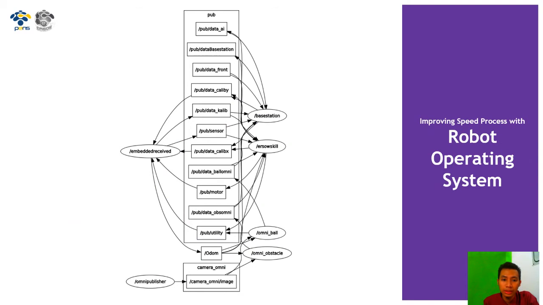So this is the ROS topic picture in my research. We have some programs, but we focus on this Omni ball and Omni obstacle. This is the ball detection program, and this is the obstacle detection program. And this is the input of the program. We have the Omni camera as an input, and then process it and add odometry, and then send it to the base station.